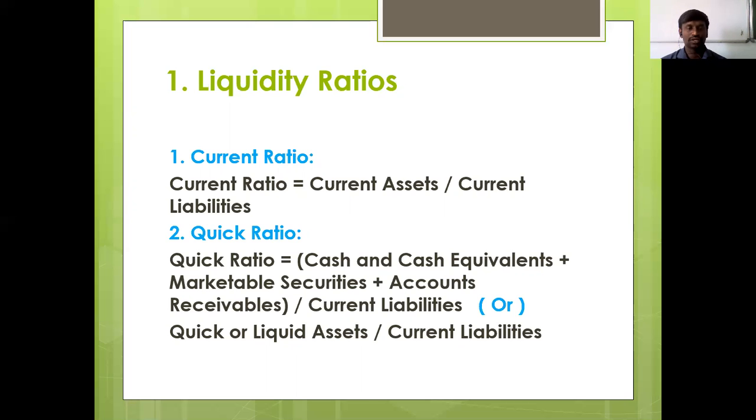And the next one is quick ratio. Quick ratio is cash and cash equivalents plus marketable securities plus accounts receivables. We need to add all these three things and divide by current liabilities. Or else, simply we can call this liquid assets or quick assets divided by current liabilities. So what assets are included in the liquid assets or quick assets? That is cash and cash equivalents, marketable securities, and accounts receivables. These are all called quick assets or liquid assets.